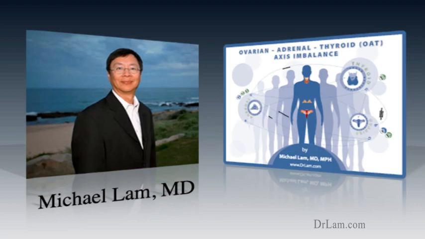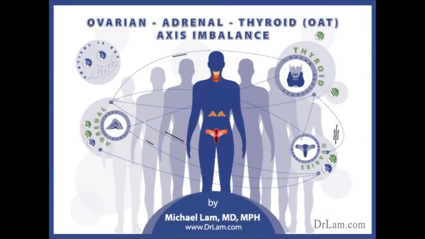We have, for example, the hypothalamus, pituitary, adrenal axis, or the HPA axis, that ultimately governs how the adrenals function. There is also an axis called the ovarian, adrenal, thyroid axis, which is seldom paid attention to, but it is a critical axis that has to be functioning very well.